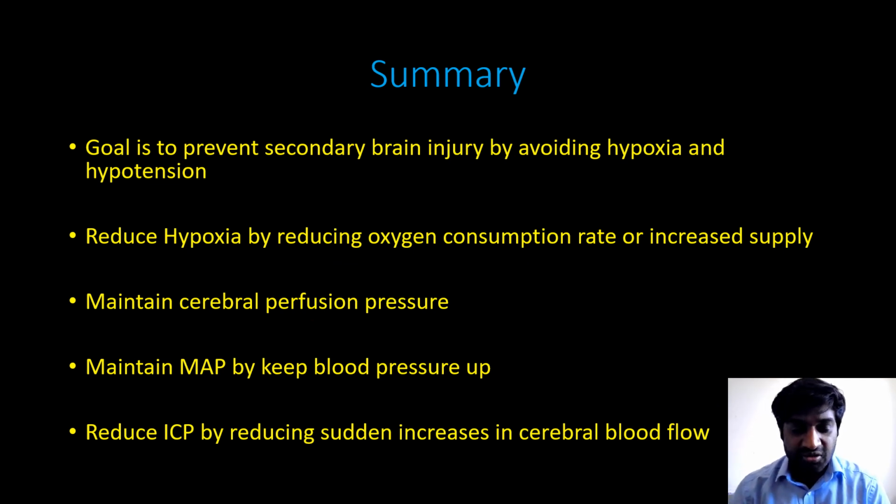In summary, the goals of anaesthesia for neurotrauma is to prevent secondary brain injury by avoiding hypoxia and hypotension. You reduce hypoxia by reducing oxygen consumption or increasing the supply, either through intubation, ventilation, and either increasing FiO2 or the ventilator parameters. You need to always maintain cerebral perfusion pressure, and you do this by either increasing the mean arterial pressure by keeping the blood pressure up, or reducing intracranial pressure by reducing sudden increases in cerebral blood flow, as I've illustrated by manipulating the PaO2, the PaCO2, or by other factors.